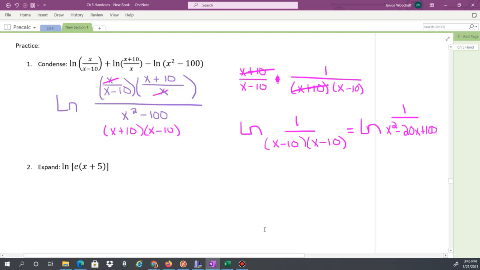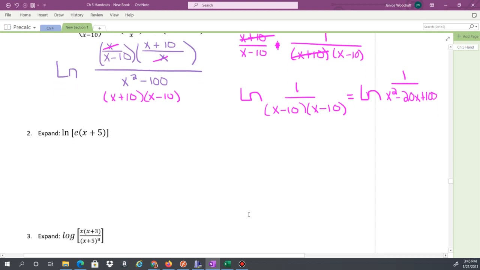Okay, so let's take a look at our next example. So we have natural log e to the x plus, or not to the x plus 5, so e^x plus 5 here. Well, there's really not anything to do here with this natural log and this e. These are just going to cancel each other out because there was nothing after. I feel like this might be copied down wrong.